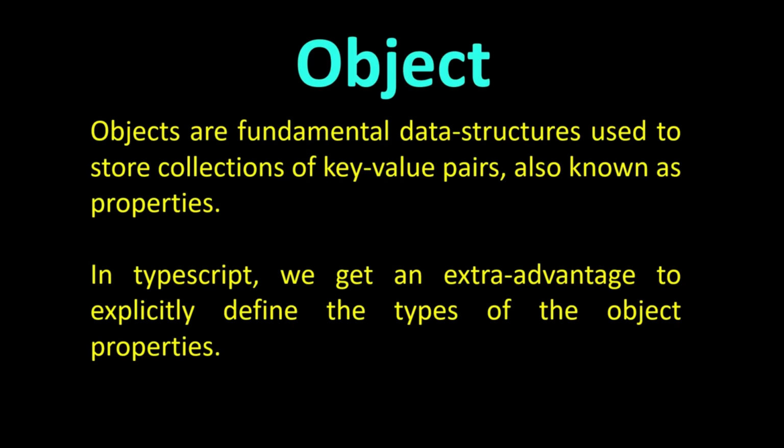Next concept we have is object. Objects are fundamental data structures used to store collections of key-value pairs, also known as properties. In TypeScript, we get an extra advantage to explicitly define the types of the object properties. Let's deep dive and look into the demonstration.